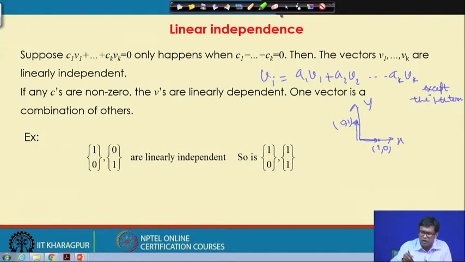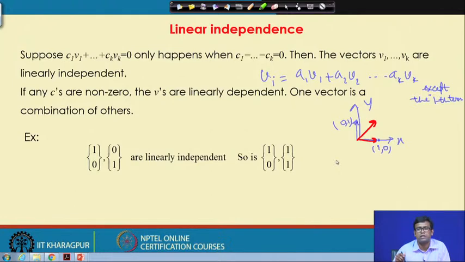Similarly, if I think of a vector 1 1, that is also linearly independent of 1 0, because 1 1 has a y component, and 1 0 does not have a y component. So, I cannot combine them. In which case will they be linearly dependent?